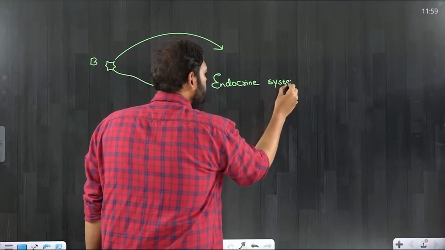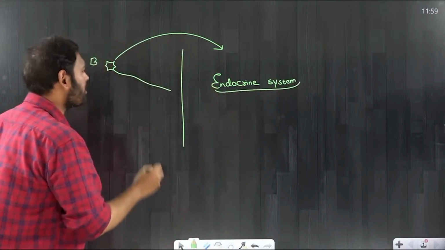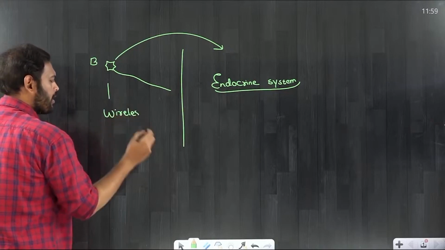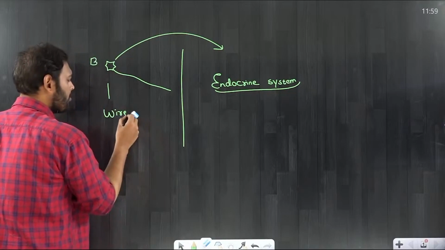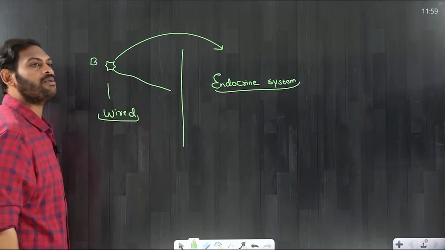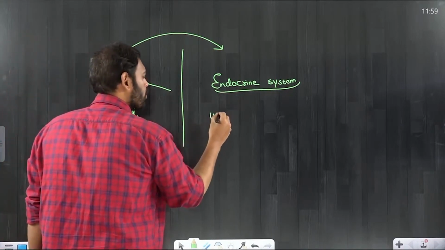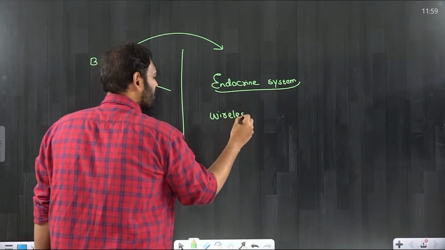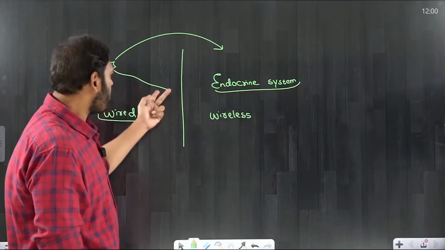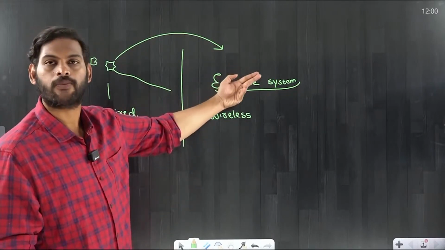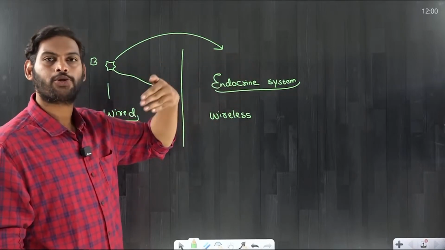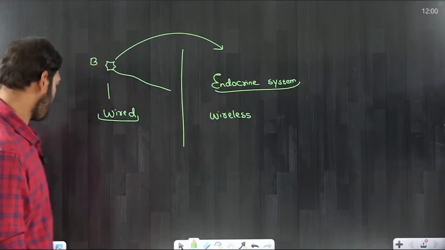Guys, you can imagine the nervous system like a wired phone connection, whereas the endocrine system is like a wireless phone connection. Okay, so not only with the help of wires, wirelessly also there might be communication possible between cells, tissues and organs. Done.